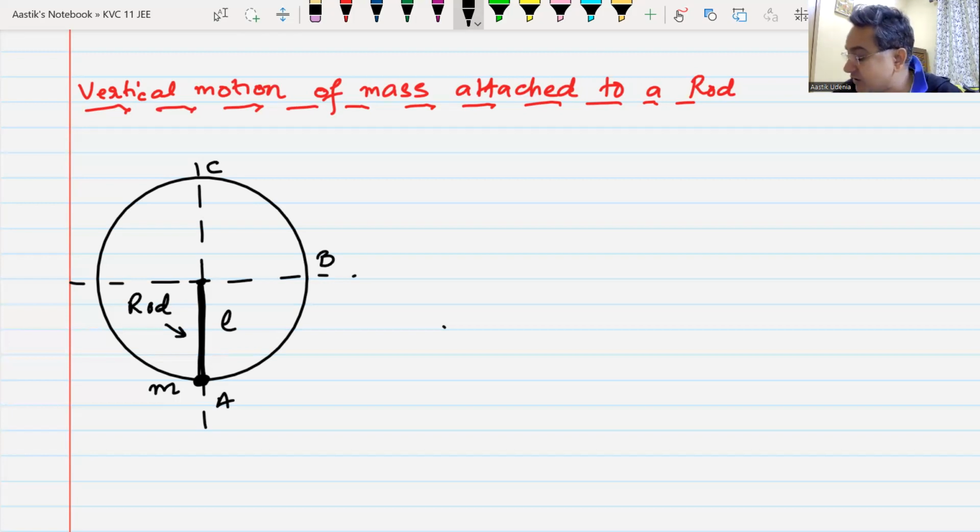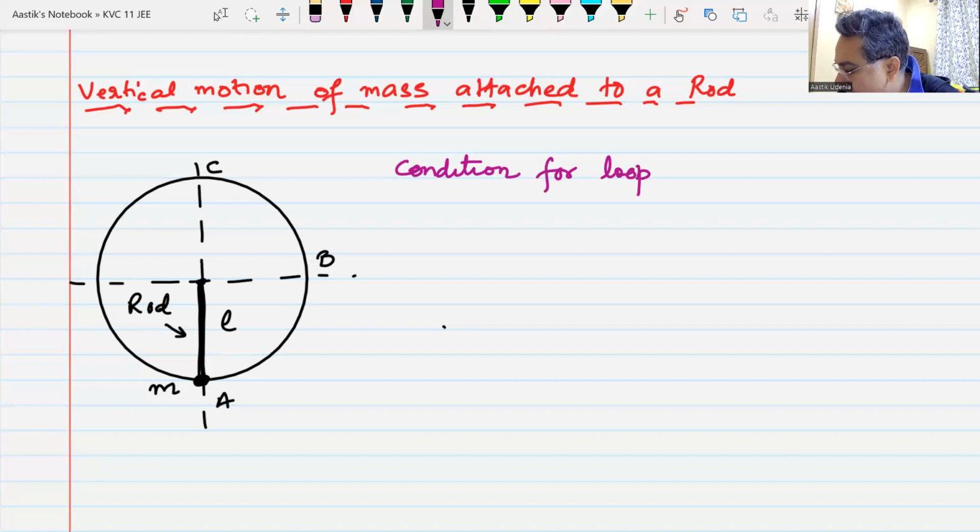What is the condition for completing the loop here? So remember, the condition for looping here slightly changes. Now why does it slightly change? Because here, if I call the force in the rod as tension, this tension can become zero and this tension can become negative.